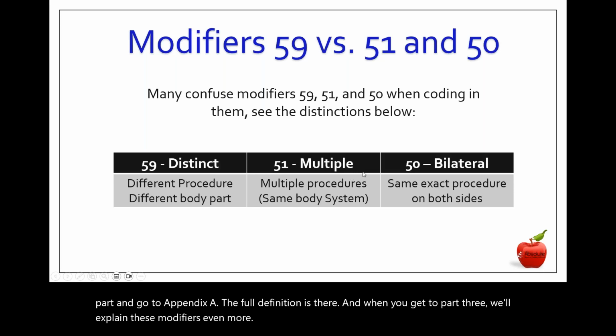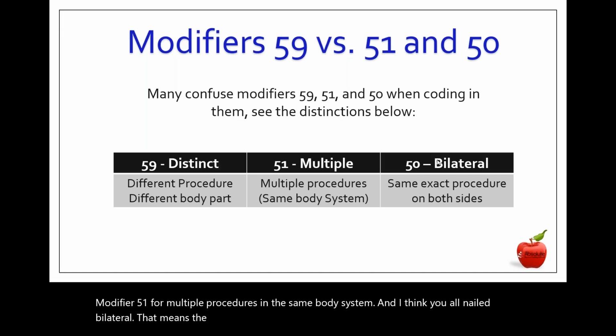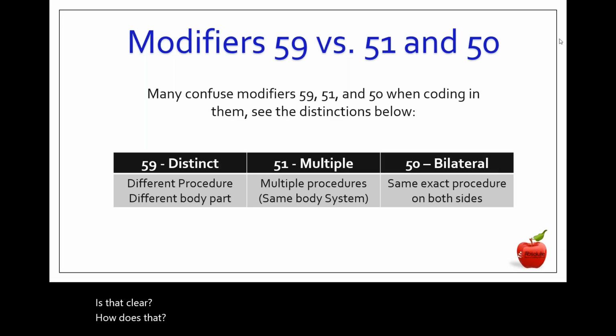Modifier 51 is for multiple procedures in the same body system. And I think you all nailed bilateral. That means the exact same procedure on both or opposite sides of the body. Is that clear? How does that sound? I think that's clear.